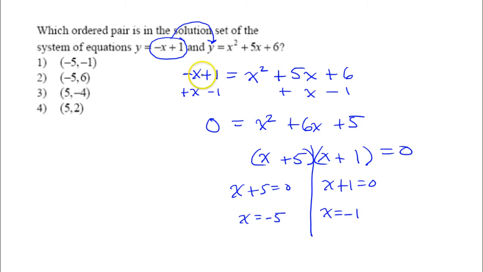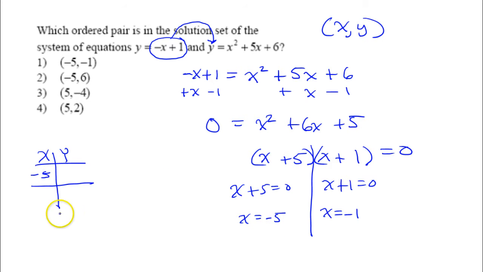Now, when you have a system of equations, y equals this, y equals that, we're not just looking for x values. We're looking for ordered pairs, x's and y's. So right now we just have x's. If you looked at this in table form, we have an x value of negative 5 and another x value of negative 1. But we need the y values that go with them. One thing you can do is use one of the two equations to find the y values.